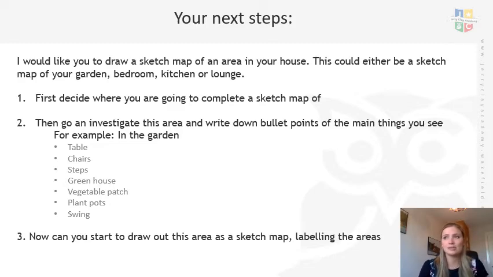The first thing I want you to do is to decide where you're going to draw your sketch map of. Then go and investigate the area, have a walk around it, and write some bullet points down of what you can see in that area. For example, in a garden, it might be tables, chairs, greenhouse, vegetable patch, swing, plant pot. So the main key features, you don't need to list everything. Then you can start to lay out your sketch map and start labelling the areas. Now I'm going to show you an example of one that I did so that you've got an idea.